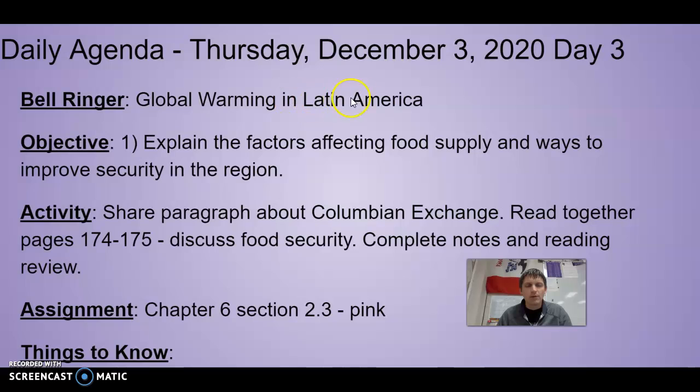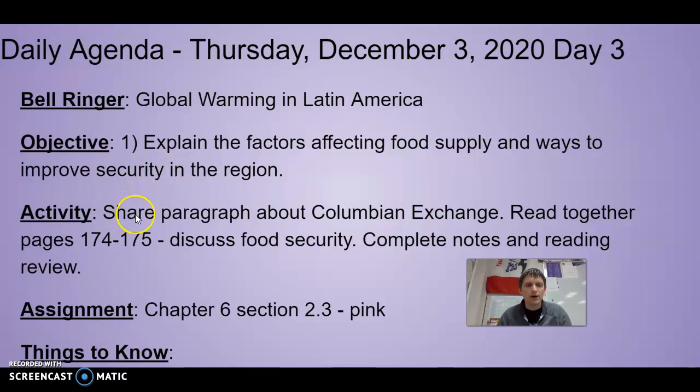There was a video that we watched about global warming in Latin America, and that's in the materials that I posted yesterday. I posted it again today. So there's a video there along with the pages that we read and a slideshow that I put together.